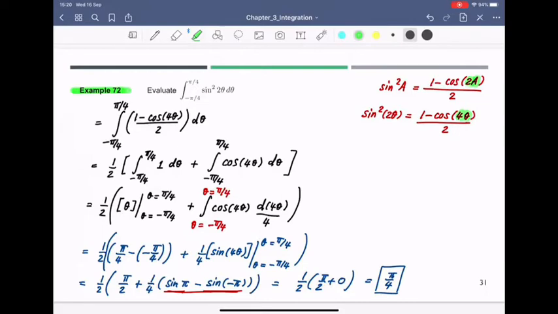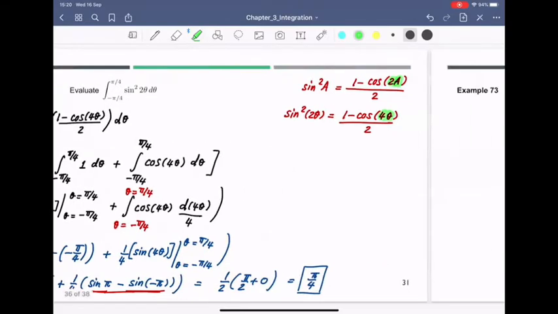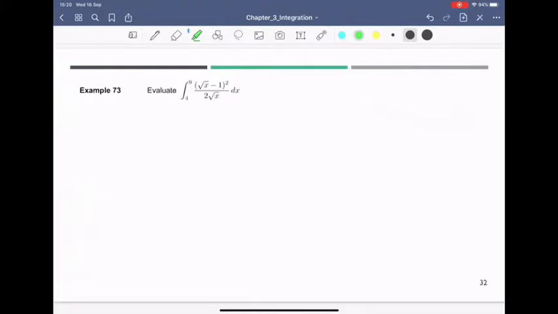All right, next. I told you each example today is going to be tough. So example 73: let's compute the integral from 4 to 9 of square root x minus 1, squared, over 2 square root x dx. What should I do for this one? You can see that I have square root x minus 1, and then squared.